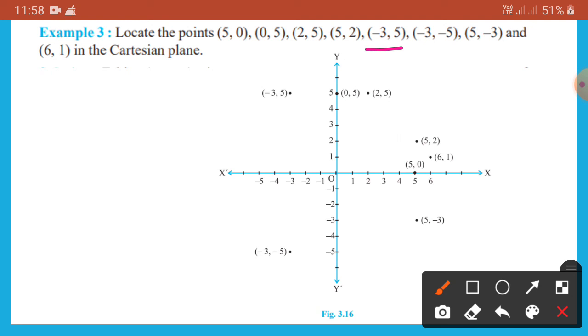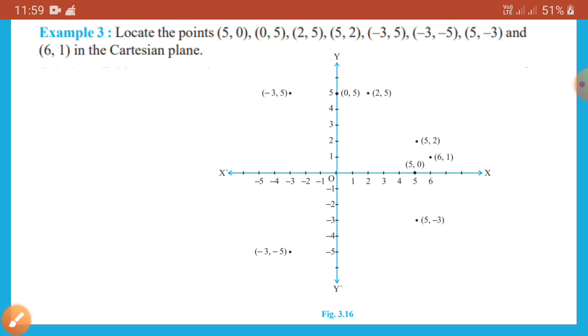Okay, then the point (-3, 5). So we know that in the second quadrant the sign will be negative and then positive. So the distance here from the x axis is 5, that's why the y coordinate is 5, and the distance from the positive y axis is 3, that's why the point is here, minus 3. So the coordinates are (-3, 5).